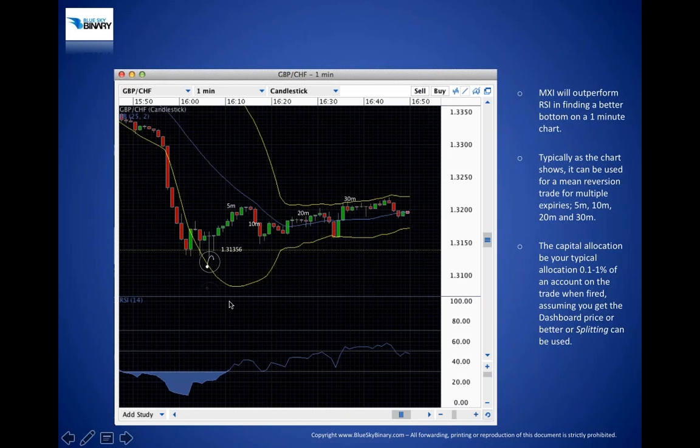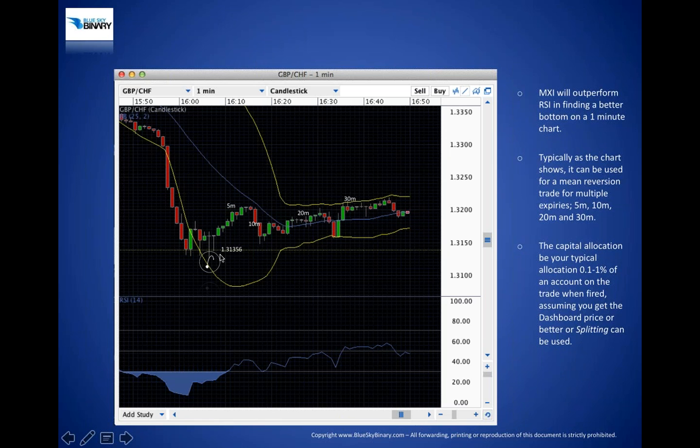All right, this is not investment advice, but I think it's important for those of you that understand splitting or segregation of your capital per trade. It may come into use here. So the capital allocation typically for this should be anywhere from 0.1 to 1% of your account when the trade is fired, right? And you shouldn't be placing 3%, 5% of your account unless you have really small accounts, right?